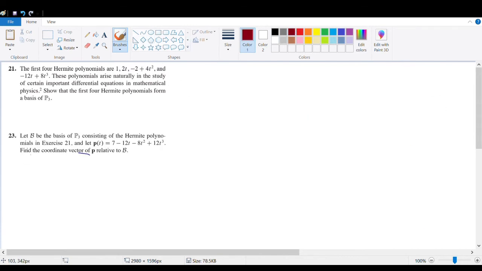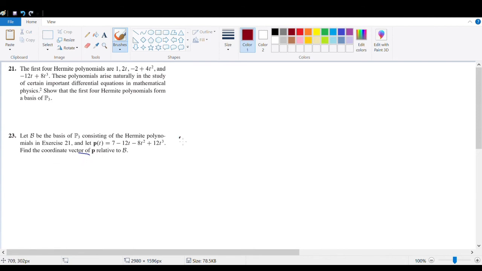In 23, let B be the basis of P3 consisting of the Hermite polynomials in exercise 21, and let p(t) be equal to 7 minus 12t minus 8t squared plus 12t cubed. Find the coordinate vector of p relative to the basis B. So we know the Hermite polynomials are these four. Since p is in the span of the Hermite polynomials, it is a linear combination of these polynomials, and we want to find its coordinate vector.